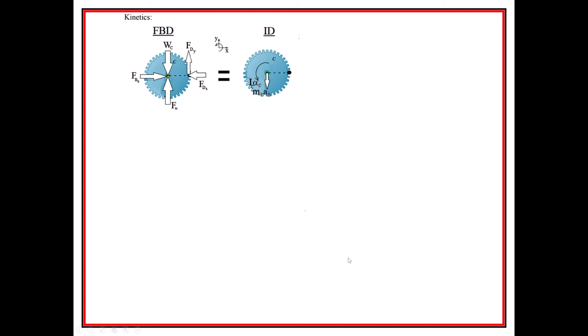We have some additional information. Now for our kinetics, we take an FBD and an inertial diagram, and we set this up for the general case, right? We don't do the mass moment of inertia about a fixed point, although this kind of is acting like a fixed point.